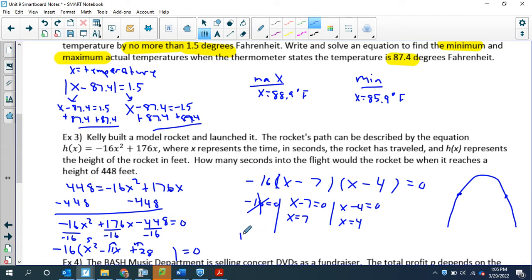So we'll say the height is 448 feet at 4 seconds and 7 seconds.